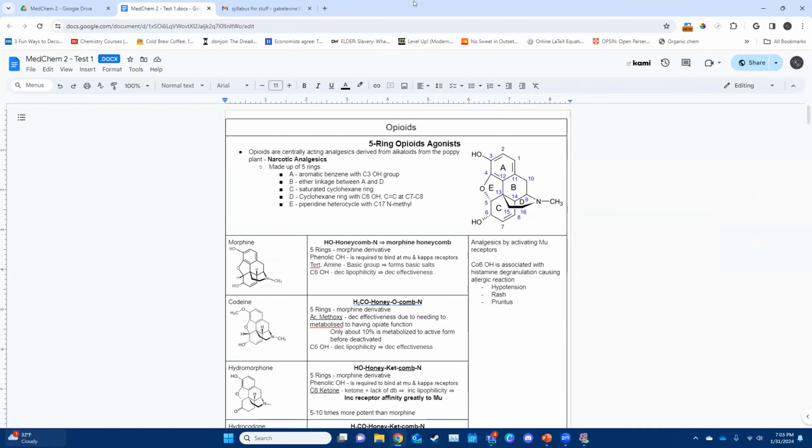The big thing that we will do today is we're just going to do the most important information for each of the major classes, and then talk about how modifications on these structures lead to major changes in chemical activity.